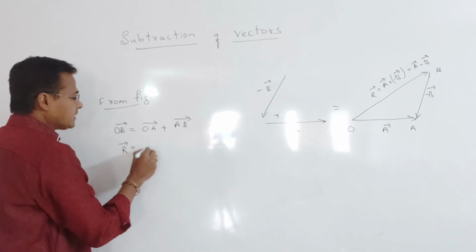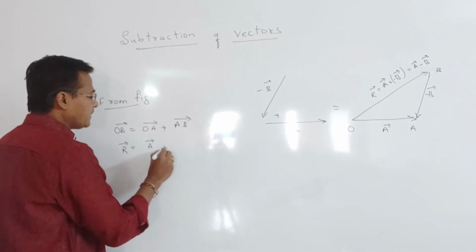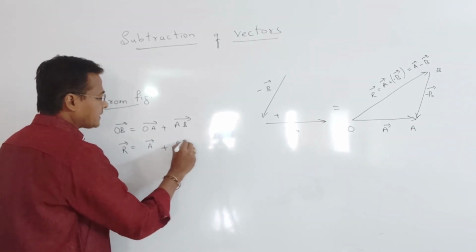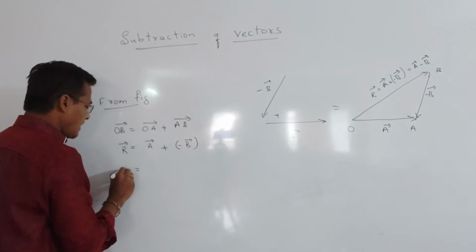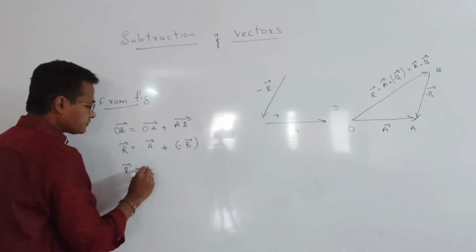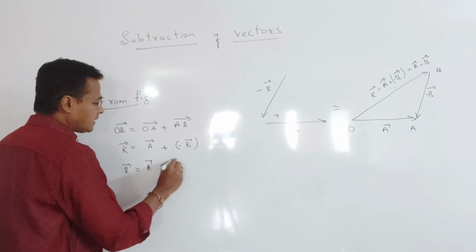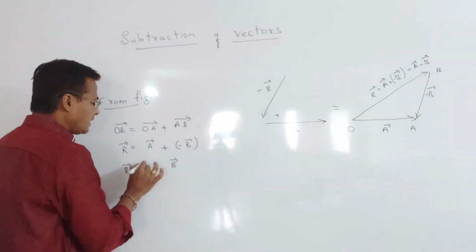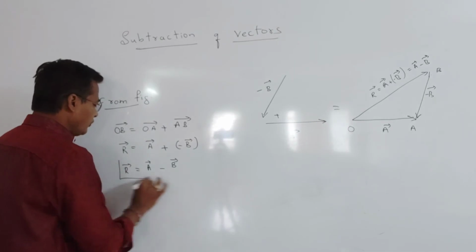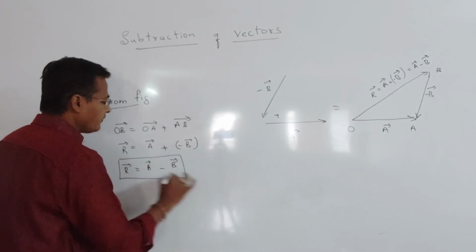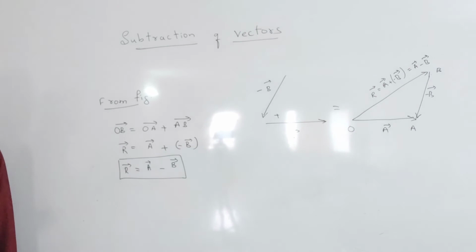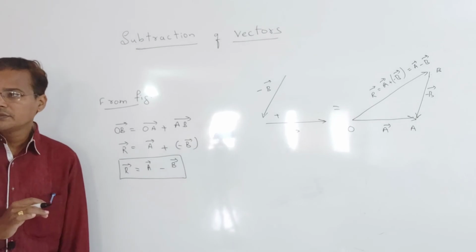So this is A vector, this is plus of bracket minus B vector. So then R vector equals A vector plus minus B vector. So this way we are going to understand it. This we are going to call the subtraction of a vector. Got the thing? Understood? Any doubt? Okay, write down this.